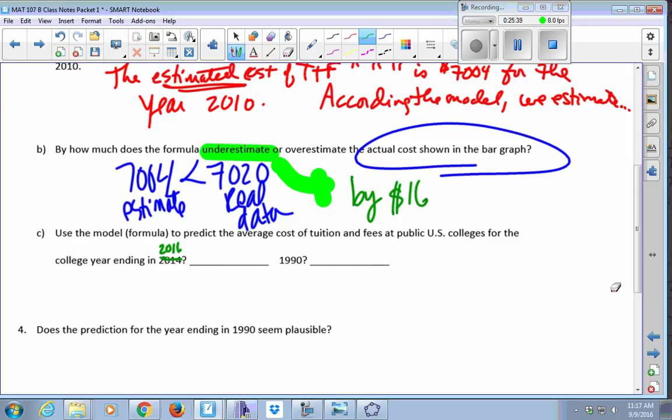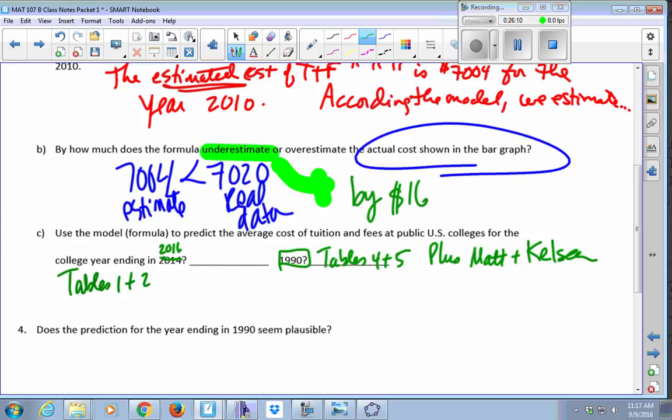This is a prediction based on our model because our model only goes up to 2010. And then we're going to go back to 1990. So I want tables 4 and 5 plus Matt and Kelsey to do this one, and I want tables 1 and 2 and Sam to do this one. I want you to confer, and once you agree, put up your flags.